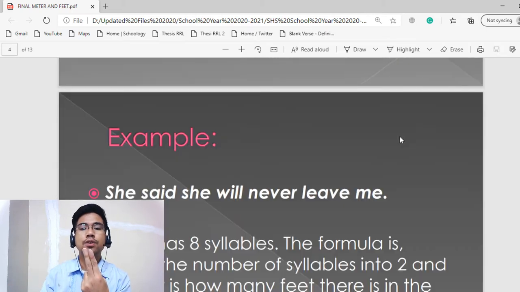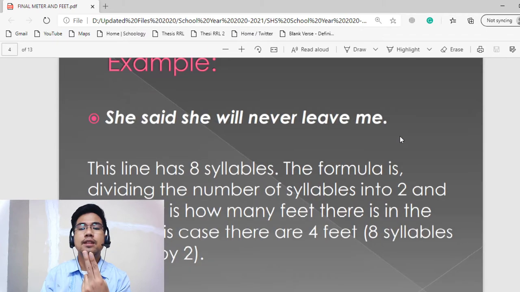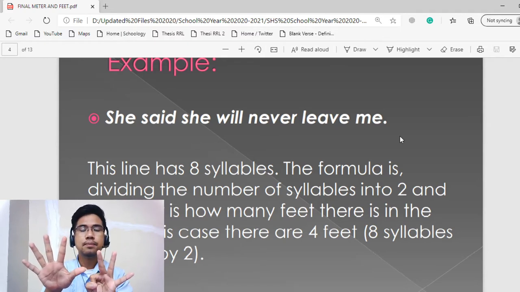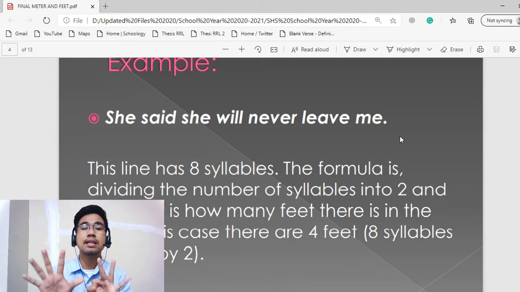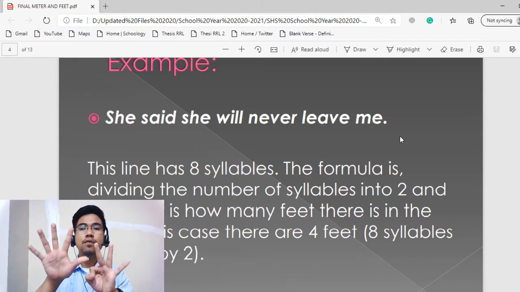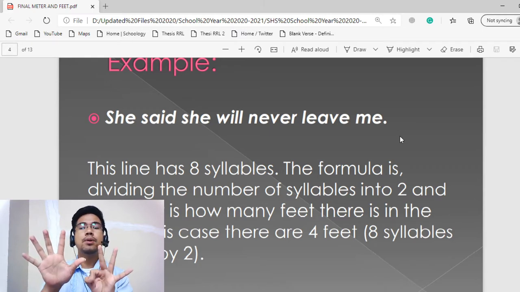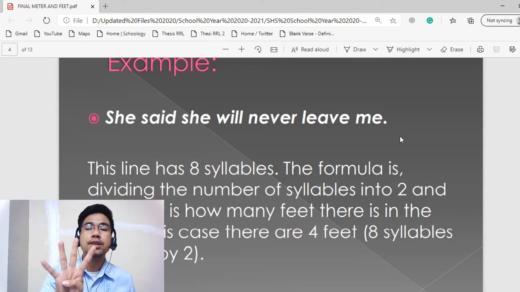Okay? Now, further, this is an example of a sentence. "She said she will never leave me." If we count the number of syllables in this line, there are 8 syllables. The formula is dividing the number of syllables by 2, and the result is how many feet there are in the line. Ibig sabihin, you divide the number of syllables by 2. So 8 divided by 2 is 4, meaning 4 pairs of sound, meaning 4 feet.